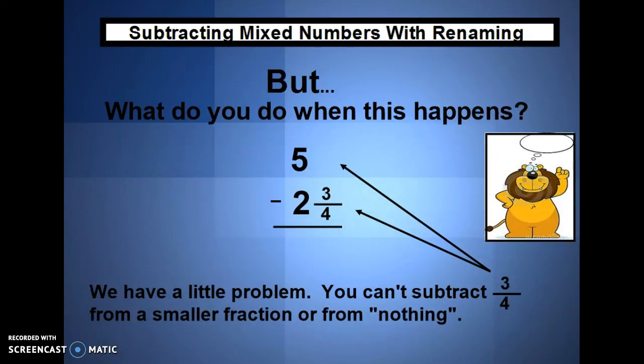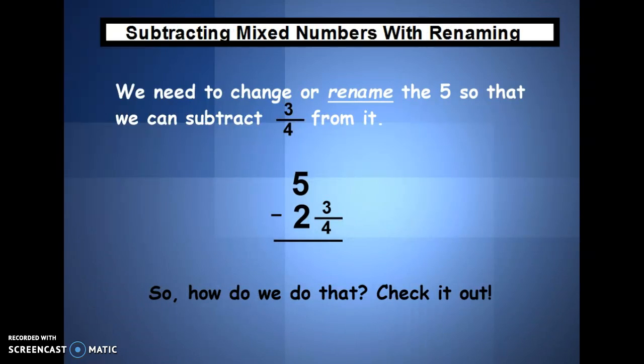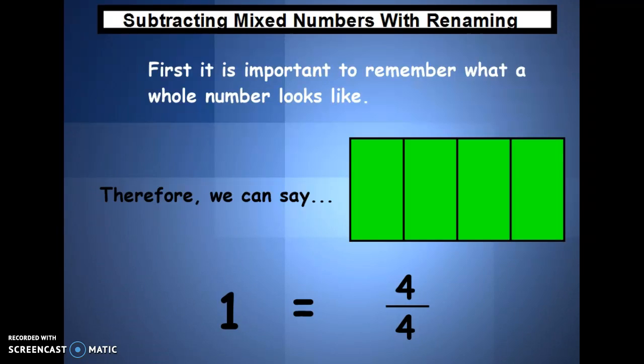So think about this. If I have 3/4 and I'm subtracting it from nothing, I can't do that. So what I have to do is I have to borrow from the 5. So in order to borrow from the 5, I know that I'm going to rename the 5 so that I can subtract 3/4 from it. So how do we do that? What you're going to do is you know that 1 is equal to 4/4. So this is 1 whole. I've separated it into 4 sections, so 1 is equal to 4/4.